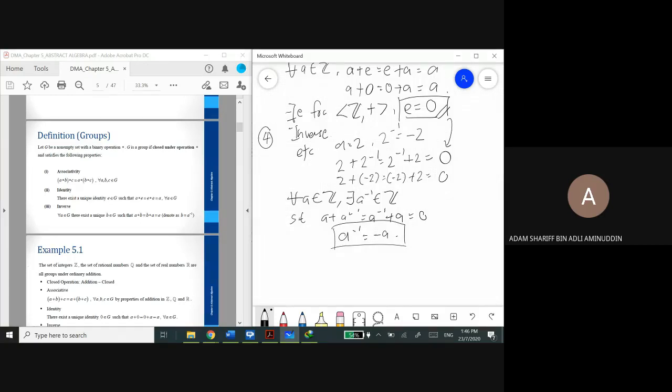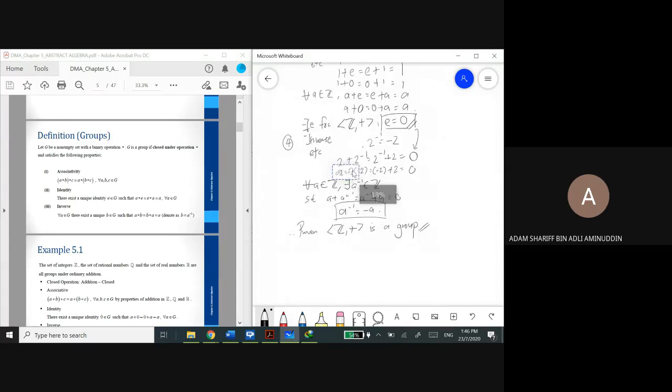Right now, number 1, number 2, number 3, number 4 has been satisfied, has been clarified. All the characteristics show that right now I already proved to you that the addition of integer is a group. Now we look back at my working just now.